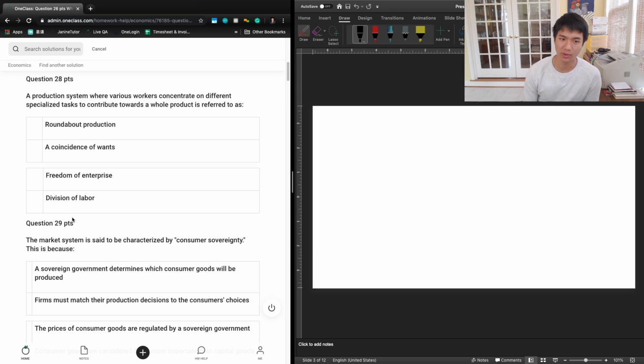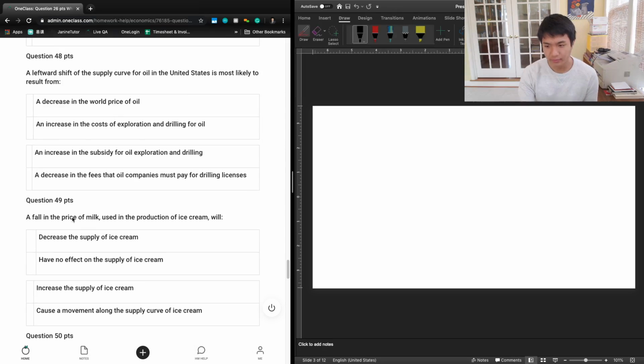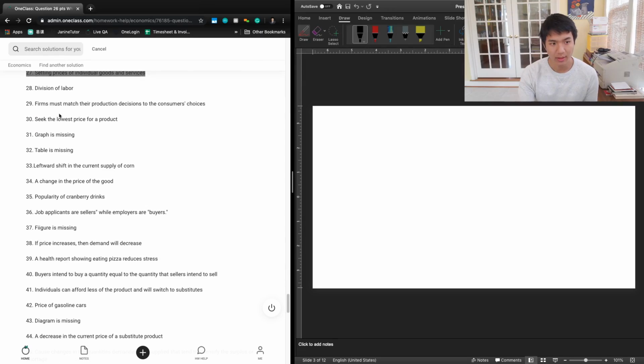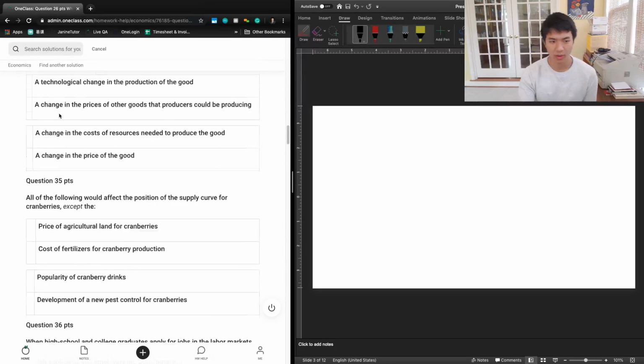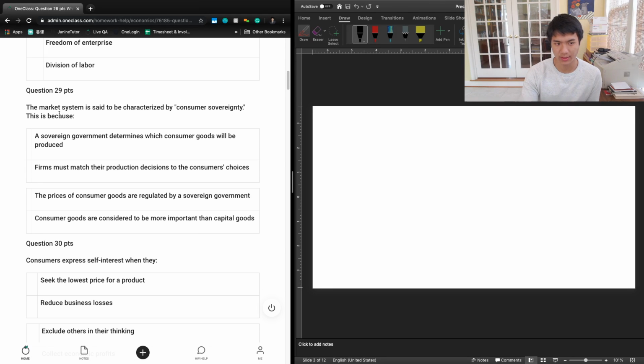A production system where various workers concentrate on different specialized tasks to contribute towards a whole product is referred to as division of labor. Great, so let's take a look at the previous tutor's answer. So the previous tutor said division of labor as well. So we're all set here. Okay, number 29.